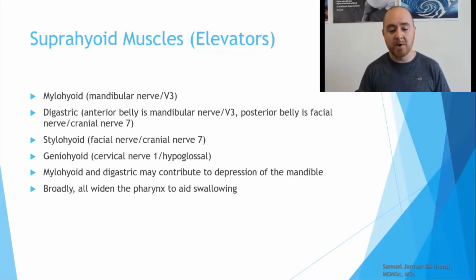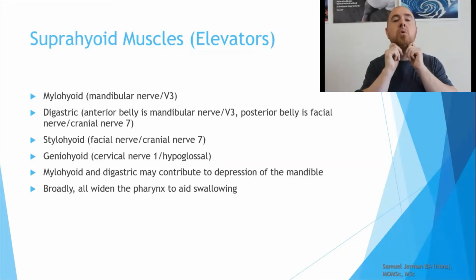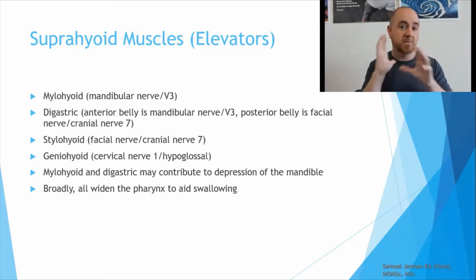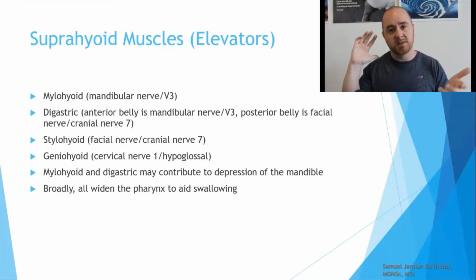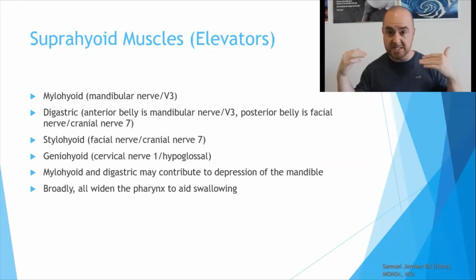The mylohyoid and the digastric may contribute to some degree to depression of the mandible. And then broadly, all of them together will widen the pharynx to aid in swallowing. So while they can pull the hyoid up, they can also change the shape of the mouth. So when you're swallowing, as the tongue goes back, you can change the shape of the tube, or the top of the tube in the pharynx, before it starts to divide when you get to the larynx, and then you've got the division to the esophagus and trachea.